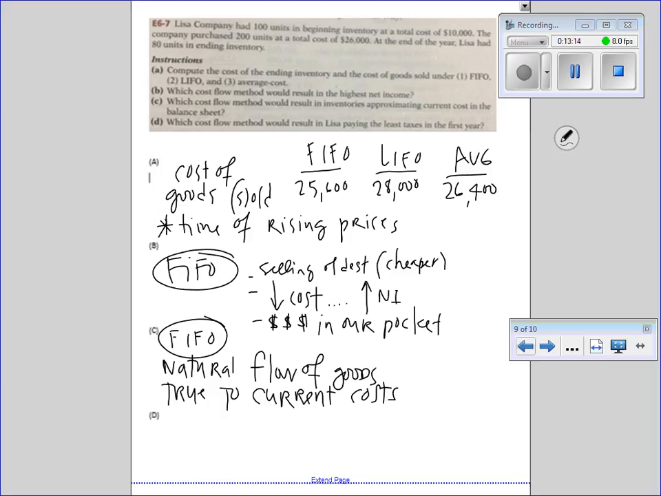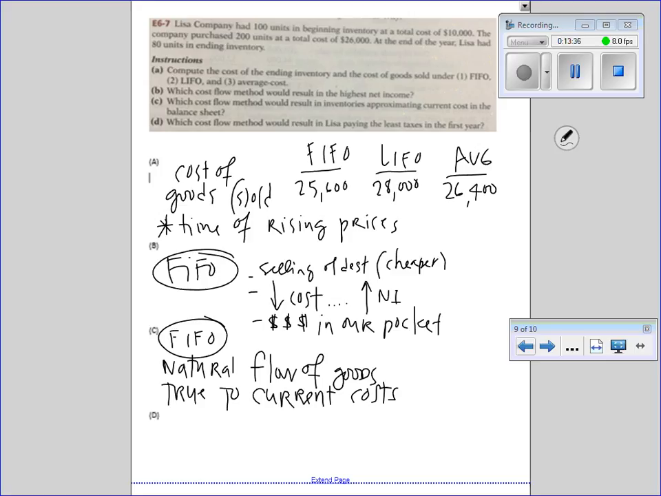We'll talk more about balance sheet stuff tomorrow. I wasn't going to let that one question stop me from doing a good problem with you. So we'll evaluate that a little bit more tomorrow. Finally, D: which cost flow method would result in Lisa paying the least amount of taxes?